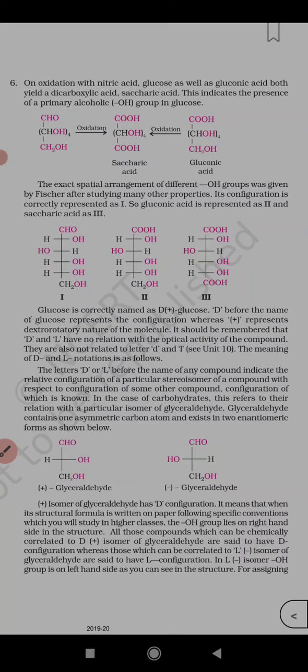Other asymmetric carbon atoms of glucose are not considered for this comparison. Also, the structures of glucose and glyceraldehyde are written in a way that the most oxidized carbon, in this case CHO, is at the top.